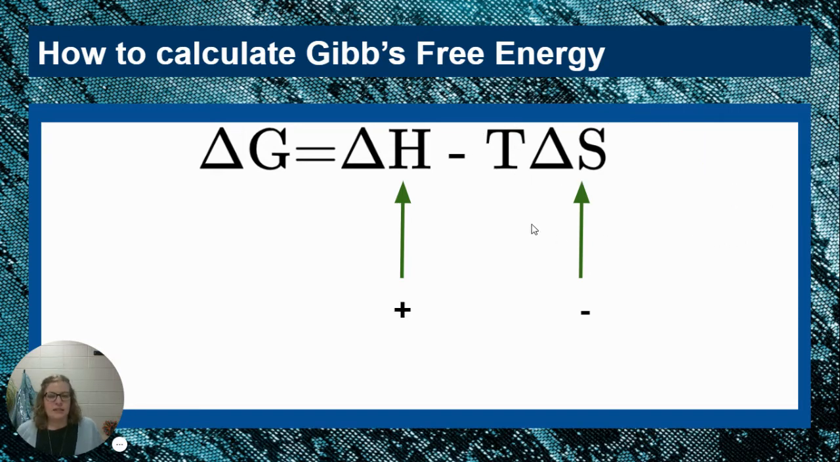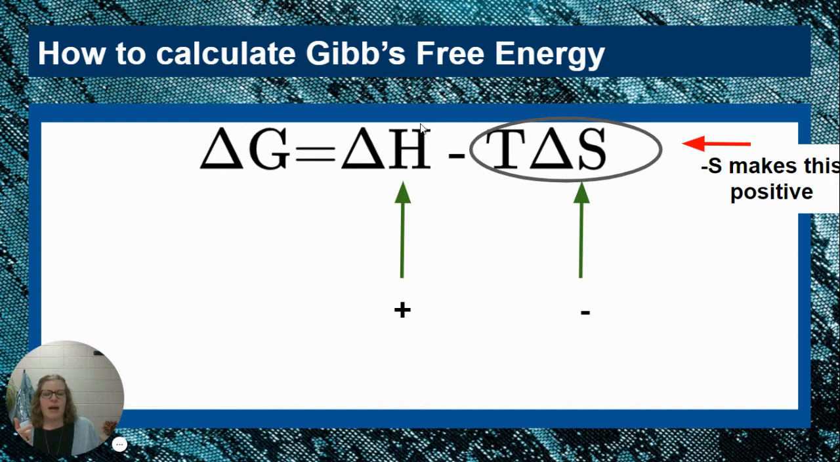And then lastly is our situation where I have a positive enthalpy value and then a negative entropy value. So it's endothermic and it's getting less dispersed. In that situation, I have a positive term for the right half of my equation, and then I have a positive term for the left half.